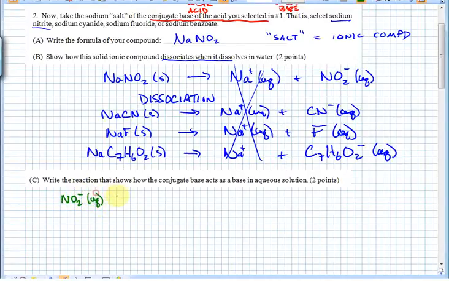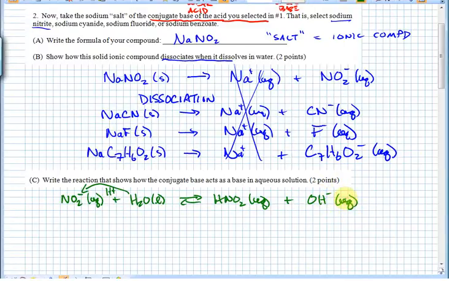So nitrite ion in aqueous solution is going to find some water molecules to bump into. Being a base, it's going to accept hydrogen ions. When it does that, it's going to form nitrous acid and hydroxide. Bingo. Now, again, this is our Bronsted-Lowry definition. We've got a base as a proton acceptor, hydrogen ion acceptor, and water as a proton donor.